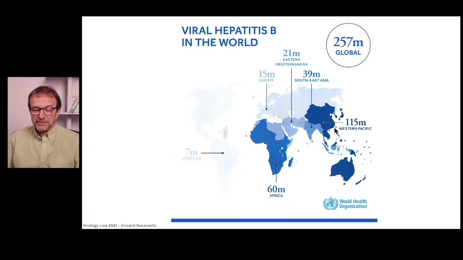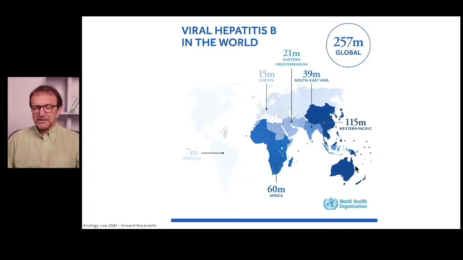The Western Pacific region, 115 million cases, 60 million in Africa. And Western Pacific includes all of these countries here. So there's a lot of viral hepatitis B in the world. Despite the fact that we do have a vaccine, we do have some antivirals, but they're not terribly effective.